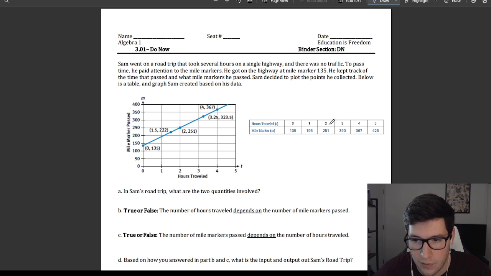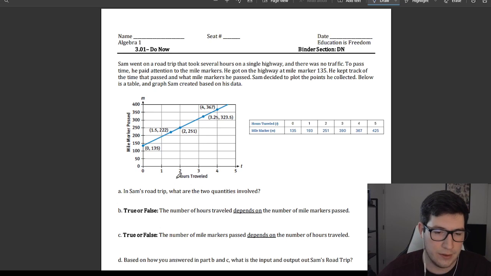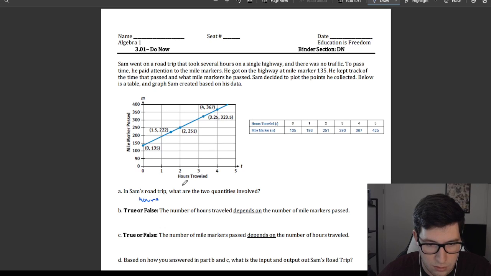All right, so we have a number of hours traveled here. We have our lovely different mile markers. And then we have this graphed out very nicely for us. So A says, in Sam's road trip, what are the 2 quantities involved? Well, the 2 quantities involved are simply the 2 variables that we have. So we have hours or time. Either one would work. Hours traveled or time. And then we have mile markers.